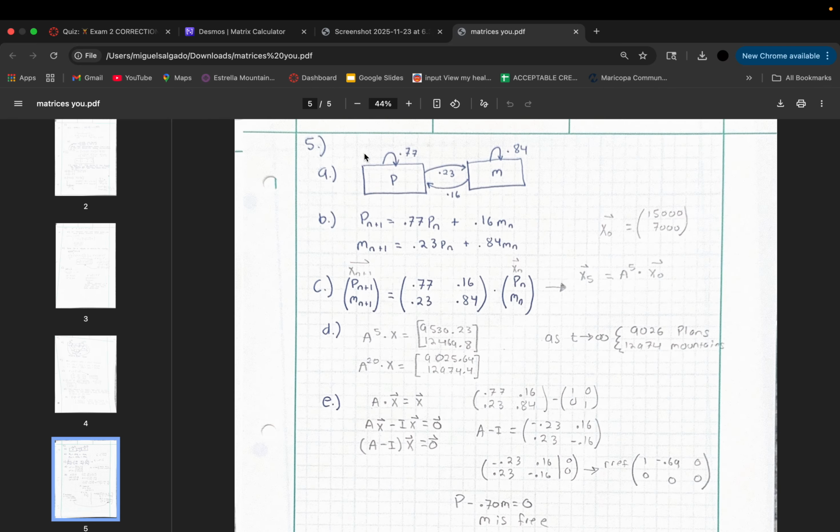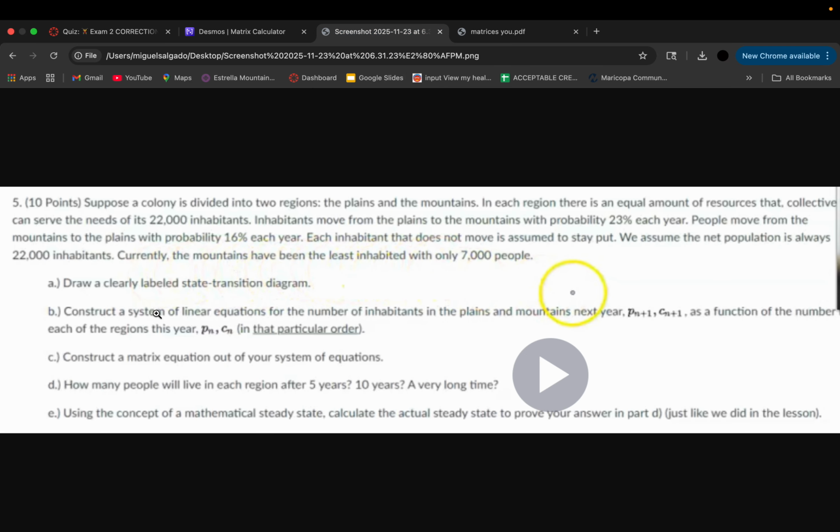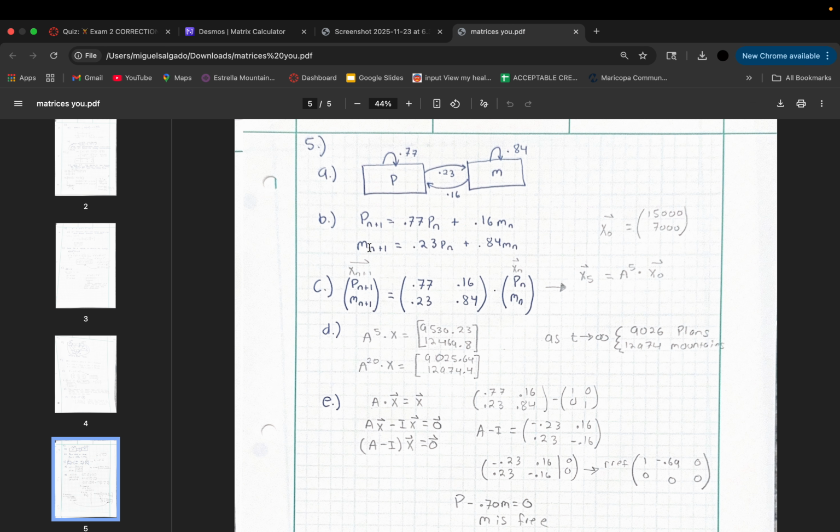And part B asked us to create a system of equations from the state diagram. Construct a system of linear equations for the number of inhabitants in the plains and mountains next year, as a function of the number in each region this year. You can use any variable you wish, just something to label the areas, so we went for P and M. We basically just move these percentages down over here. Whatever is going into the box of plains is 77 and 16: 77% originated from plains, and 16% originated from mountains. That's why these variables are important to distinguish where they came from.